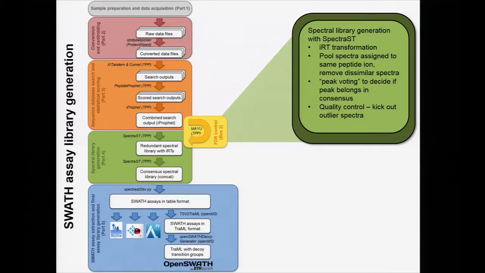So it means you take all 20 spectra that you have for one peptide, and you make some kind of averaging of them. But it's not like a simple averaging. There's also some quality control. So if there's one outlier, or a number of outliers, these will get kicked out. And you also have some kind of peak voting to decide whether the peak belongs in the consensus or not.